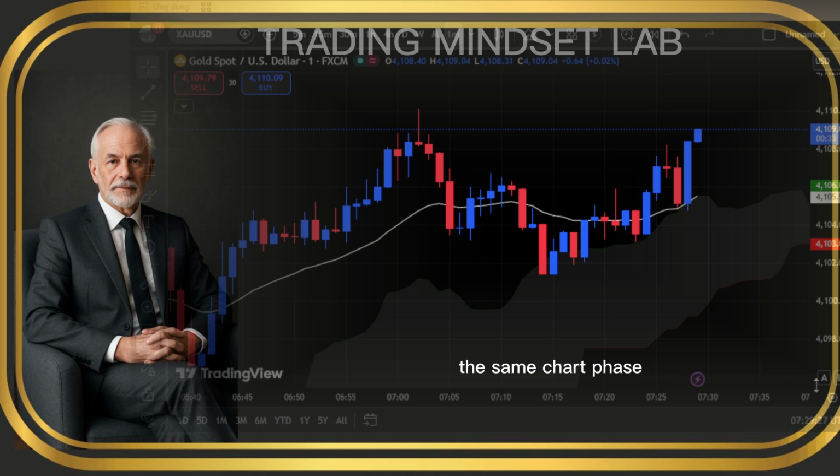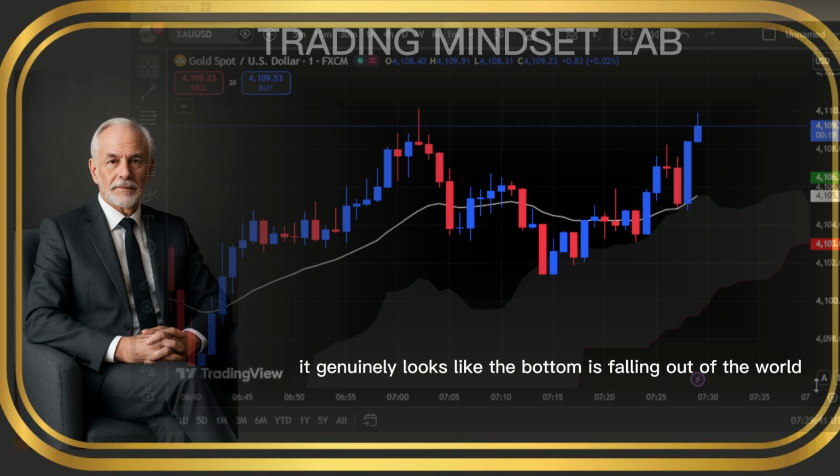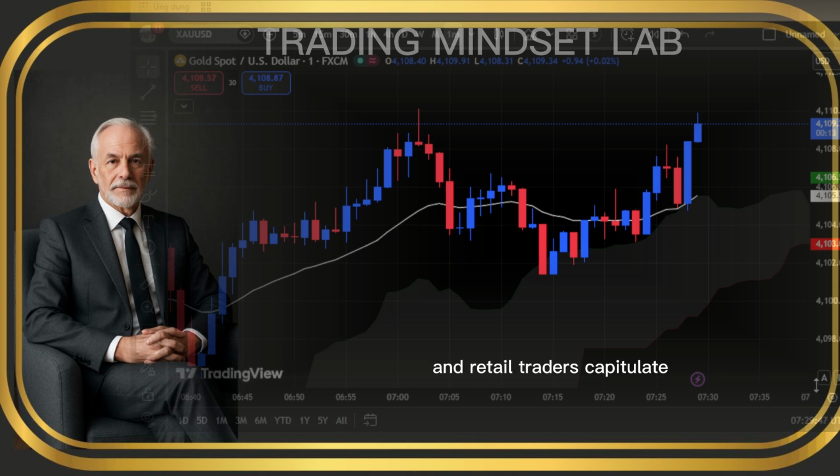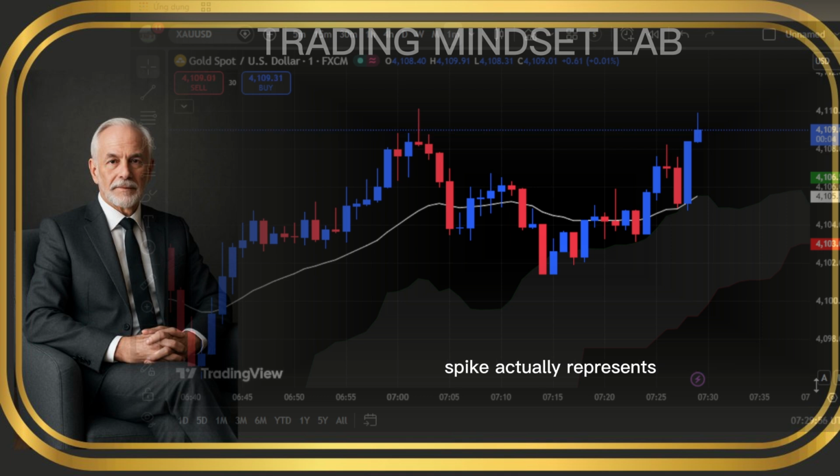Phase 2 is the point almost everyone misreads completely, and it's called the selling climax. This is maximum panic. Price drops hard, volume explodes, the candle is enormous, and to anyone watching live, it genuinely looks like the bottom is falling out of the world. This is the exact moment fear peaks and retail traders capitulate, selling at the worst possible price of the entire move. But stop and think about what that volume spike actually represents.